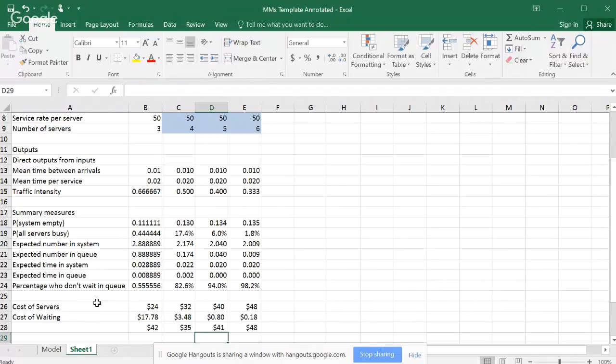If you choose to have 5 servers, what percentage of the time will all servers be busy? 6%, yeah, this number right here. See where it says all servers busy? That's where you would pull that, okay? If you choose to have 6 servers, how many would you expect in the queue at any given time?